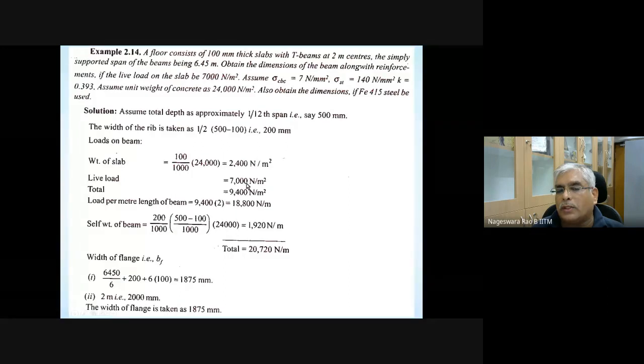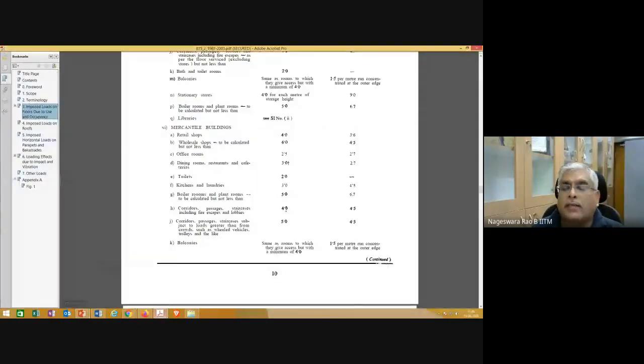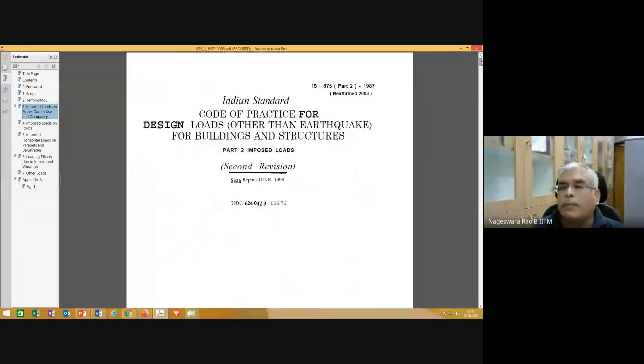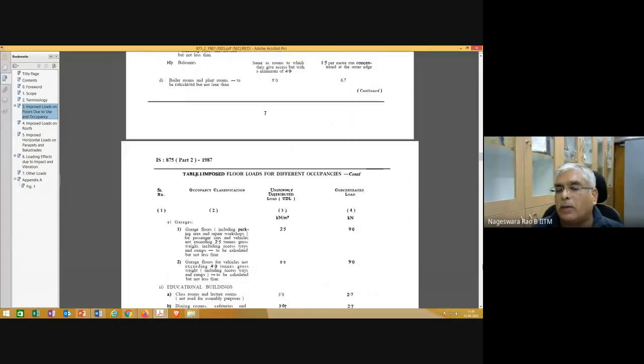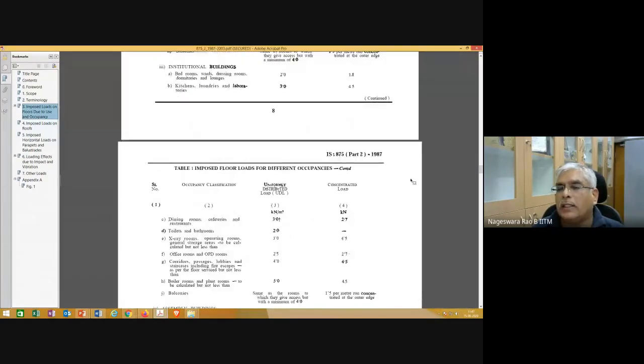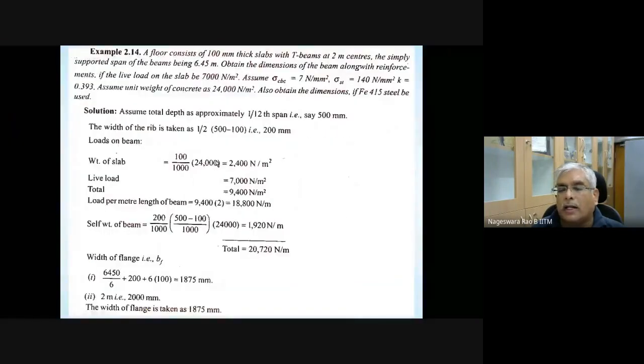Suppose the live load is not given in the problem, then you need to go to IS 875 part 2, the code of practice for design loads for buildings and structures. IS 875 part 2 gives you, for various cases, the load that you need to adopt. So you need to refer to this and get the values. Anyway, this is for completeness I am showing you. In our case it is already given, so we don't need to do that. Take this 7,000 Newton per meter square and get the total load.